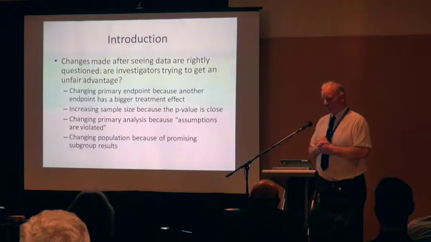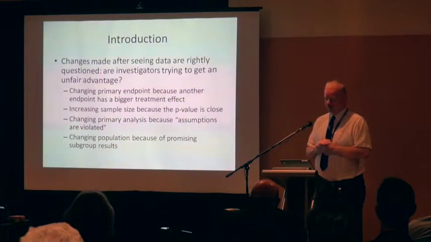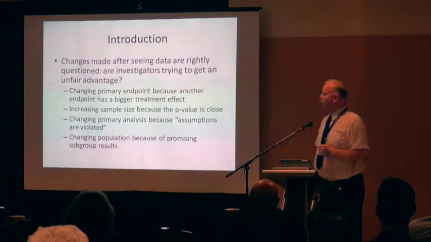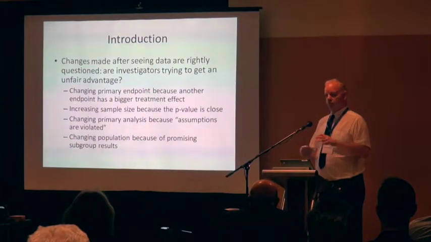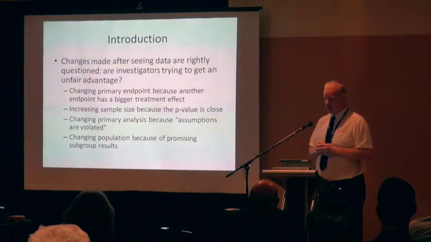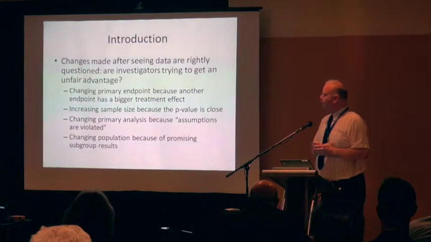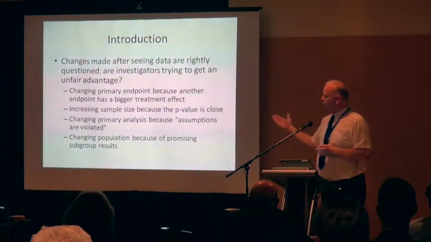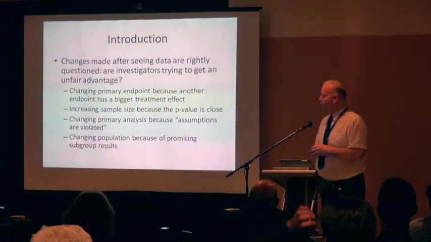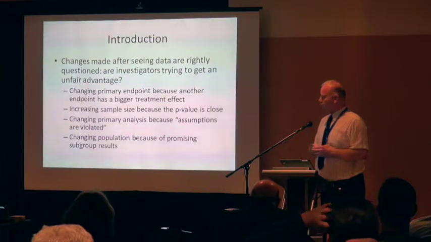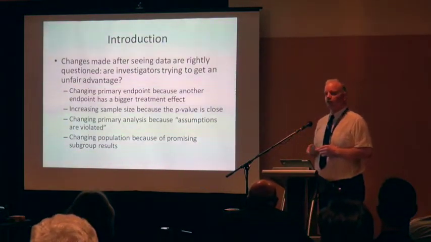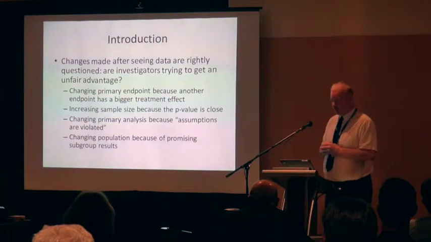Examples of trying to gain an unfair advantage might be changing the primary endpoint because you see that a different endpoint has a bigger treatment effect, or increasing the sample size even though you're at the end of the scheduled trial and you just decide, well, the p-value is very close, so let's just take a few more observations.